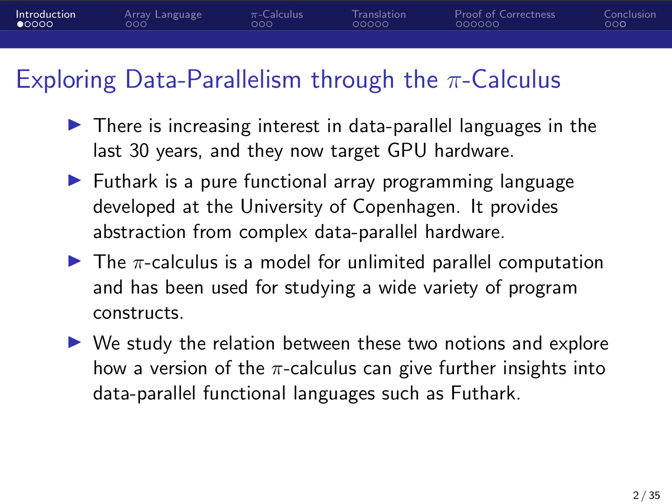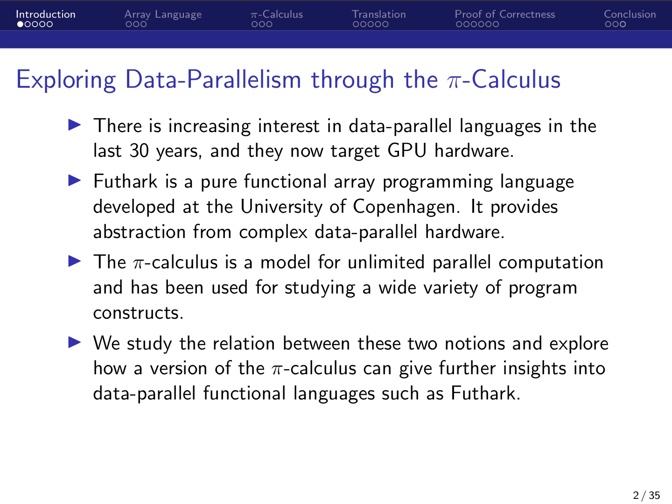Now, what we're interested in is data parallelism and how we can understand it using the Pi calculus. There's been increasing interest in that topic over the last 30 years, and now the data parallel languages that we see target GPU hardware because that's easily available and not so expensive. One example of such a programming language is Futhark. It's a pure functional programming language for arrays, and it's been developed at the University of Copenhagen. And it lets us abstract away from parallel hardware in a nice way using functional programming.